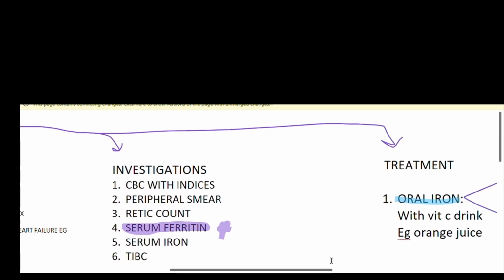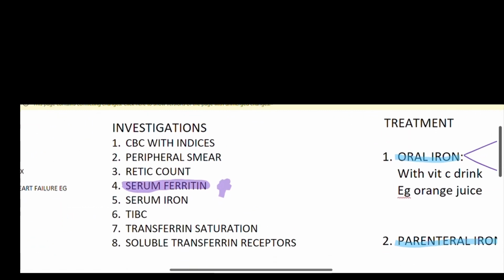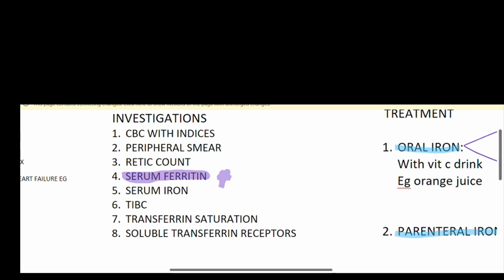Now coming to the investigations. A patient came to you with these clinical features, and you became suspicious that the patient is suffering from iron deficiency anemia. So you ordered some investigations, including the first and main one to rule out iron deficiency anemia, the complete blood count with indices. So what do we see in that?